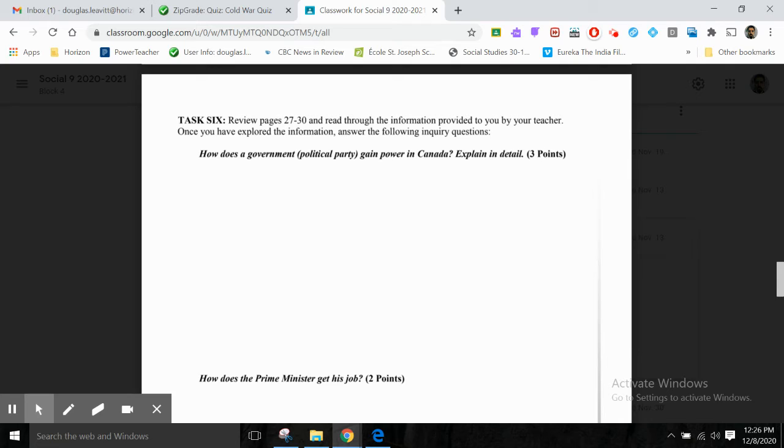Okay, well, the biggest is they actually have to win an election in which they win either a plurality of seats or a majority of seats. Now, if they have more than half the number of seats, of course, that's a majority government. But if they have less than half the number of seats, but more than anyone else, they can be invited to form what is known as a minority government. So you need to explain that process in detail in order to get those 3 marks.